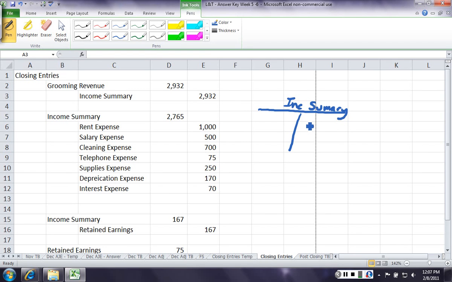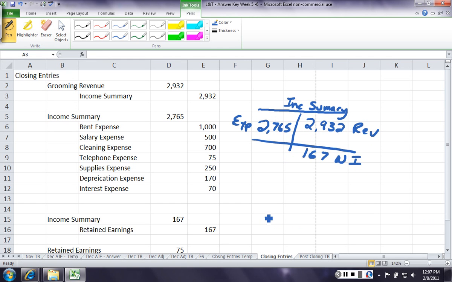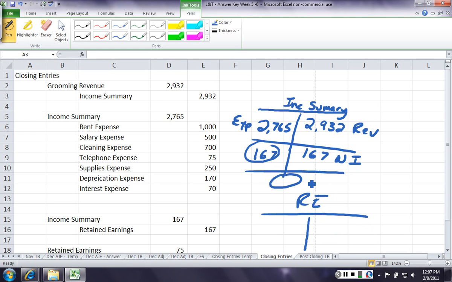And we're going to close our revenues. We're going to close our expenses. And that is going to give us net income. So then when we post to our retained earnings, we close income summary, and this becomes 0. Our retained earnings shows our net income.